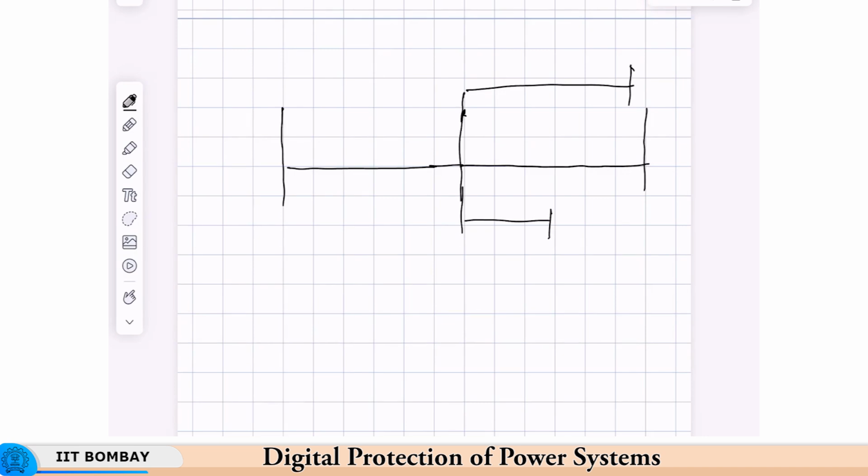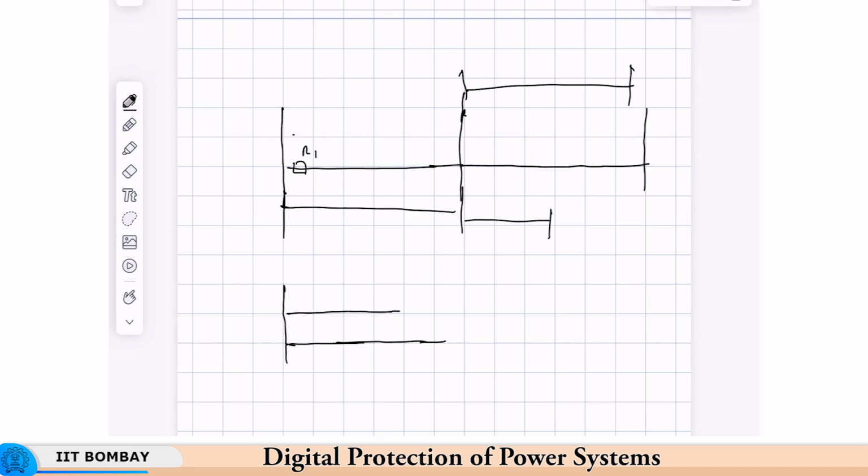Okay. So, we saw that if this is a transmission line and this is the adjacent line or lines, or it could also be a parallel line. If there is a relay R1 here, then its primary zone of protection is 80% of line 1. So, this is the zone 1.